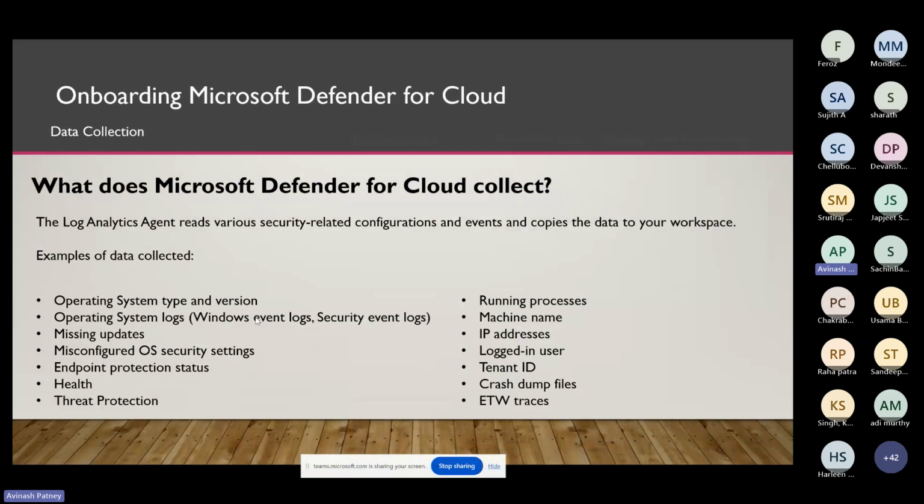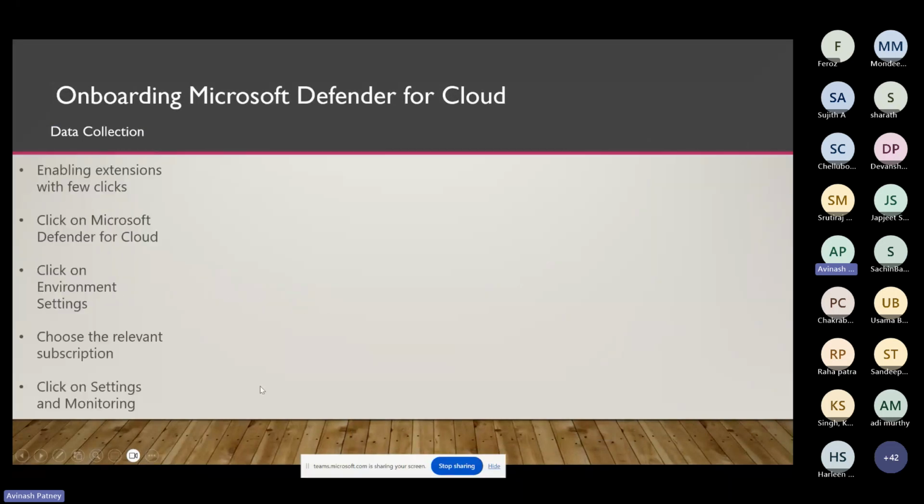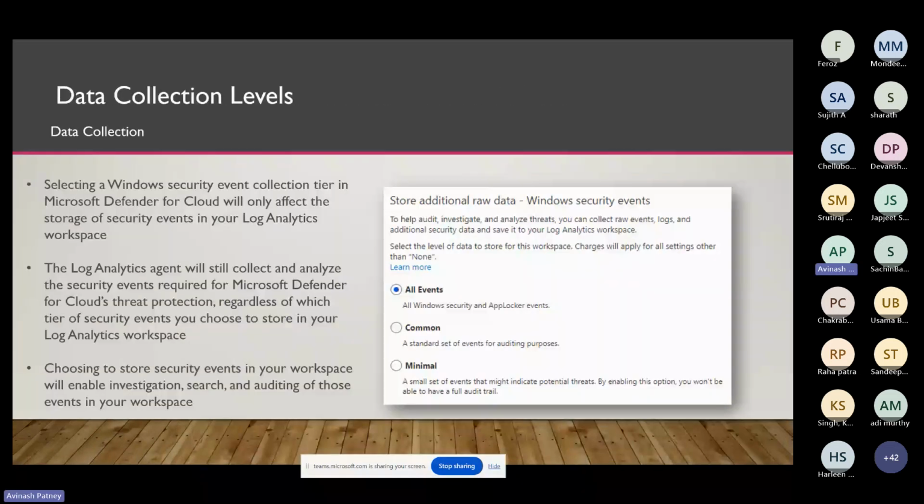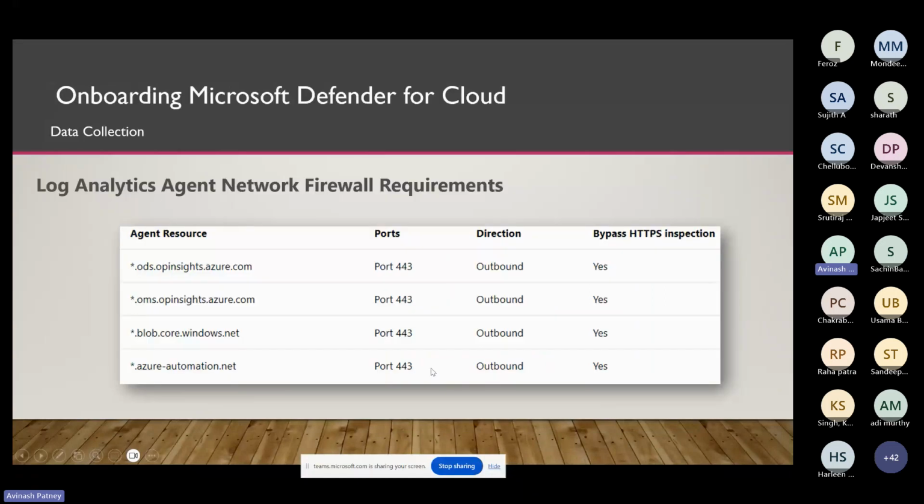Again, what data it collects: versions, missing updates, misconfigurations of the OS, and everything else as well. Data collection: we can enable those extensions with a few clicks, and I've put that in the screenshot here as well. Again, for all events, we can have common events or minimal events in terms of data collection levels. Onboarding and firewall requirements, I've just put that in here, and I'll share this slide.